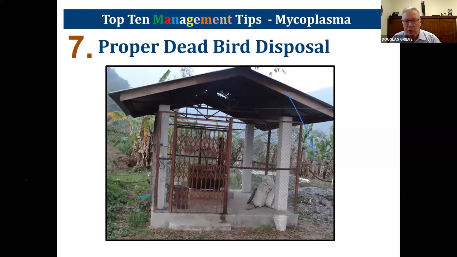The other one is dead bird disposal. This is quite variable also in India. You see some farmers doing a good job like shown here, where they have a proper incinerator. That incinerator is closed off. You know, the dogs, the other birds don't get in there. And then you see other farms where it's not done well at all. The dead birds are just being taken out away from the house and buried. Sometimes they only buried every few days.